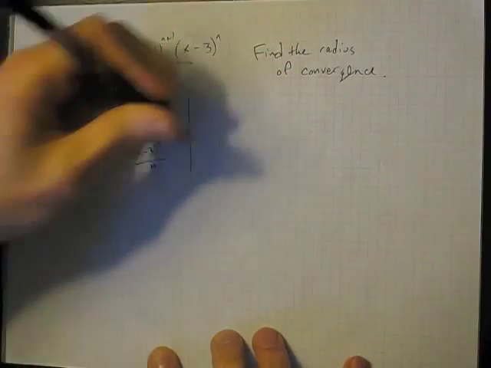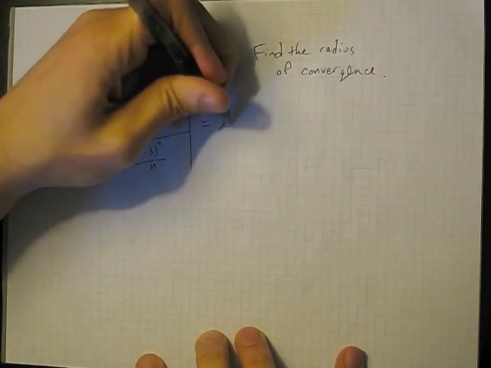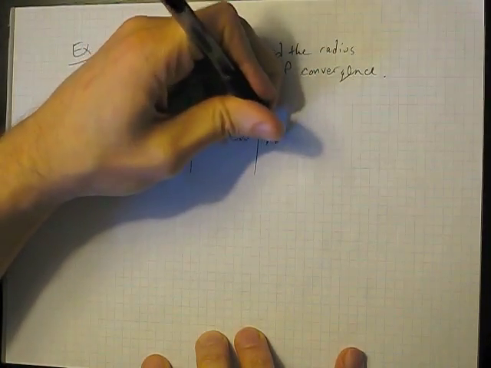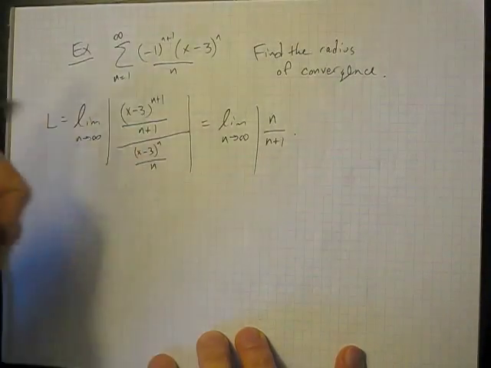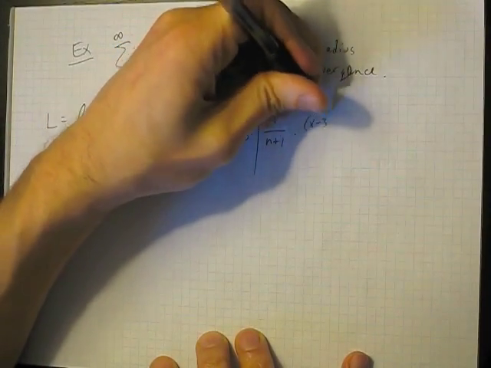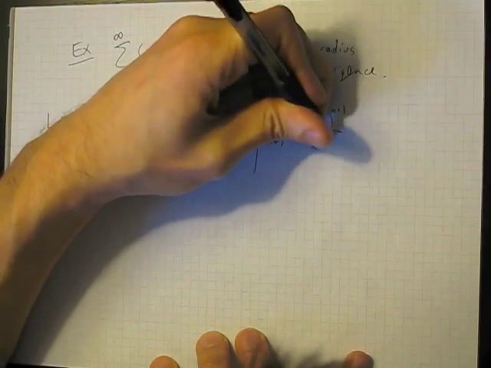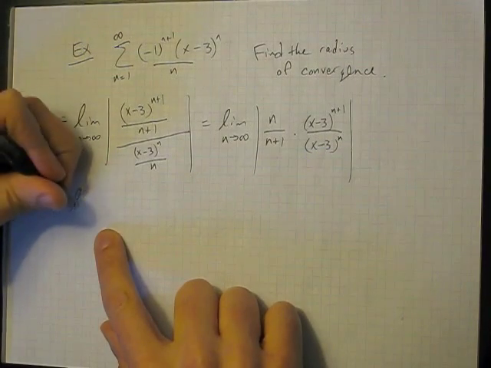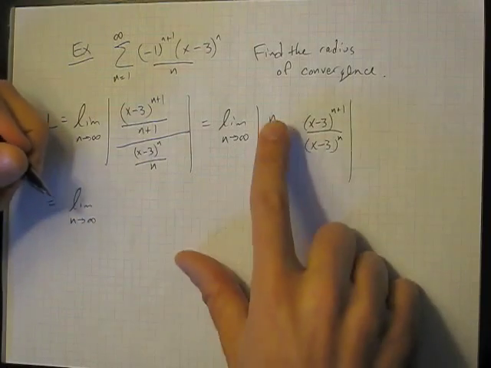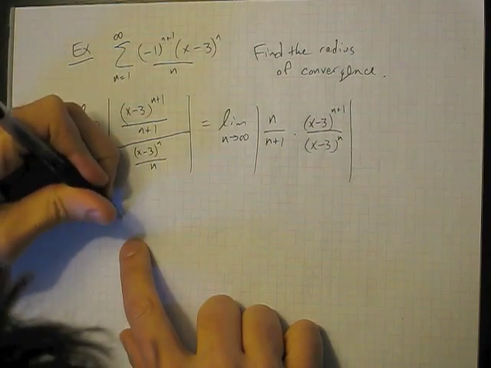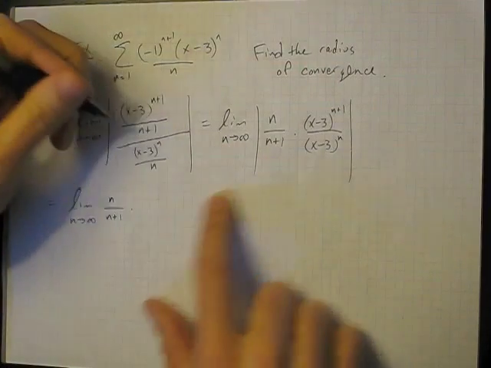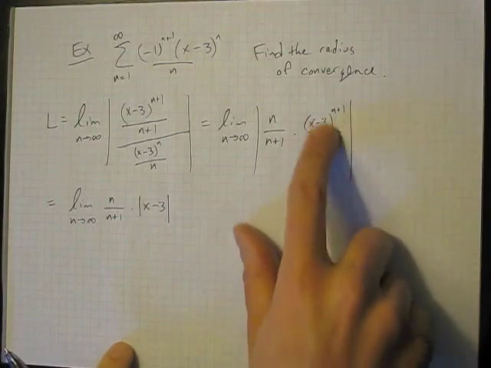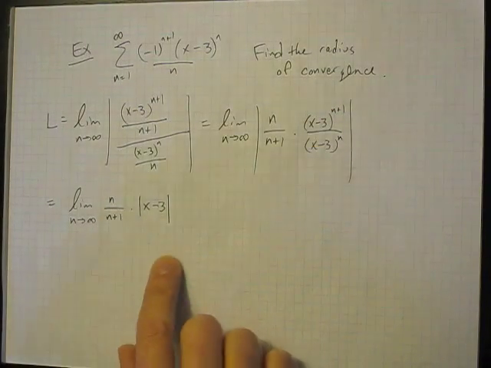Okay, here we go. We take our algebraic judo, and we have an n over n plus 1. That's what the n plus 1 and the n cancel to. And then we have (x-3)^(n+1) over (x-3)^n. n over n plus 1 is always going to be a positive number, so we can take that right out of the absolute values. And here we have one extra copy of x minus 3 in the top, so this fraction just becomes the absolute value of x minus 3.